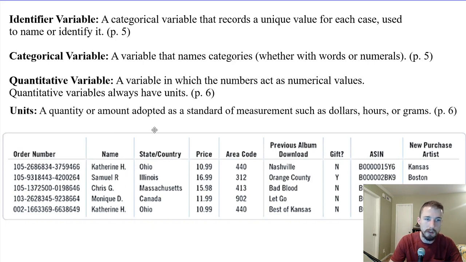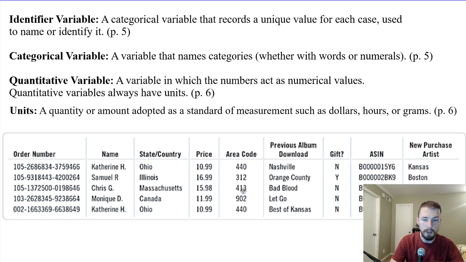State or country, that's categorical because we're breaking them down into groups. So all 50 states would be our buckets that we're sorting into, or our bins. And then Canada and others would also have their own bins, of course. So that would be categorical. Price would be a quantitative variable, and it has units, which would be US dollars in this case.